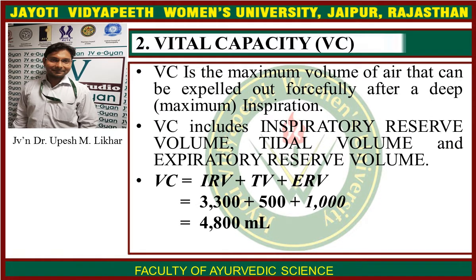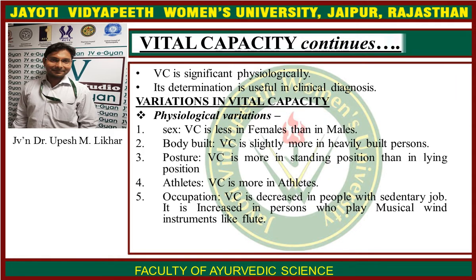Second is vital capacity. Vital capacity is the maximum volume of air that can be expelled out forcefully after a deep inspiration. Vital capacity includes inspiratory reserve volume, tidal volume, and expiratory reserve volume. It is about 4800 ml. Determination of vital capacity is useful in clinical diagnosis. Physiological variations can be seen in vital capacity.